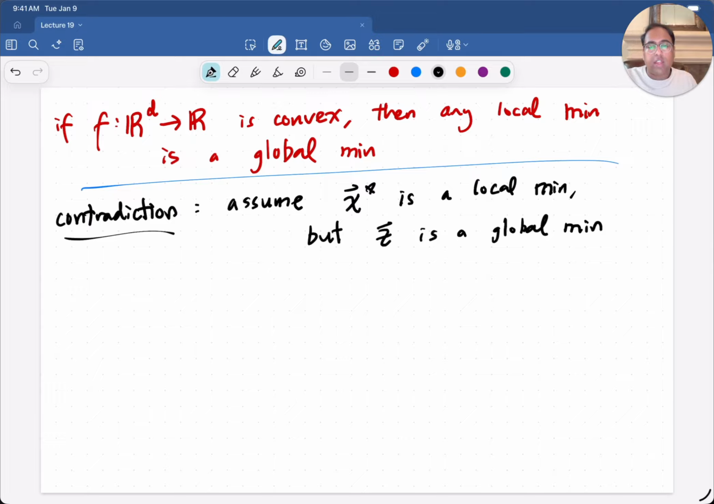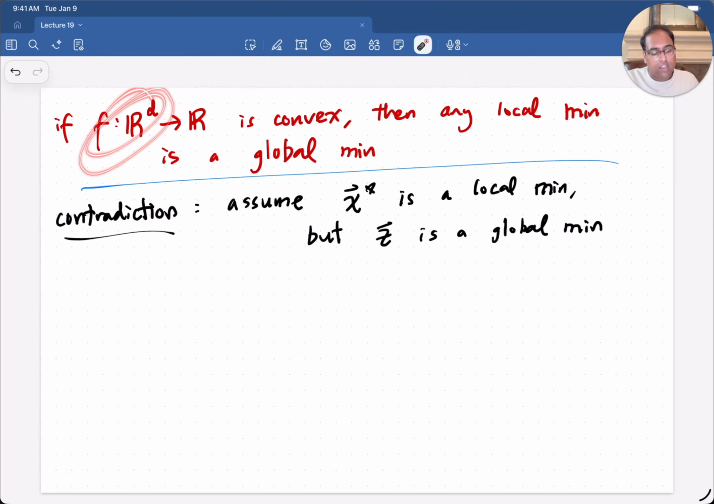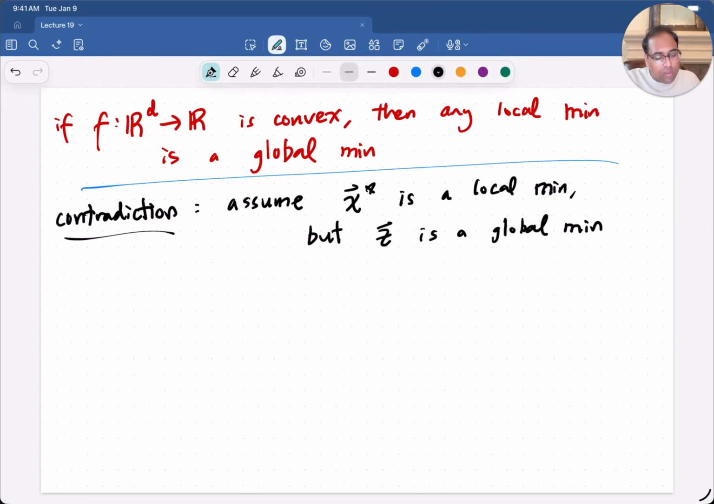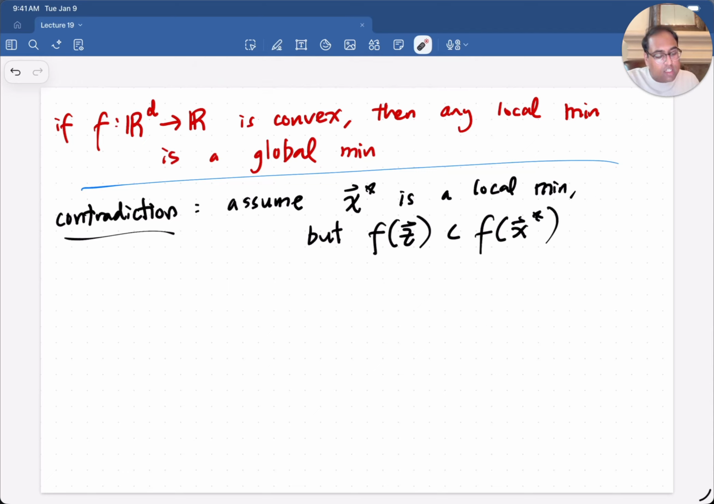And remember, I'm writing these as vectors because in general, f takes in vectors, not just scalars. Okay? And actually, we don't even need to assume that z is a global minimum, but assume that f of z is less than f of x star, meaning that x star is a local minimizer, but it doesn't have the lowest function output possible.